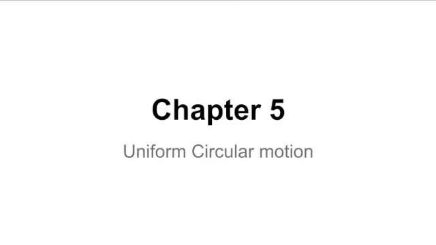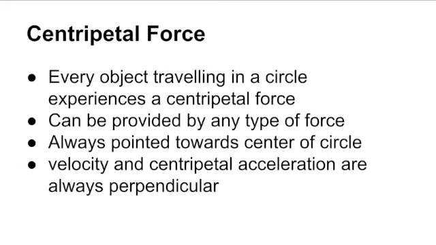Alright, what's up, boys? Chapter 5, Uniform Circular Motion. Let's get into it. For every object traveling in a circle, there is going to be some kind of centripetal force acting on it to keep it going in a circle. The centripetal force can be provided by any type of force, and it is always going to be pointed towards the center of the circle. Velocity and centripetal force are always going to be perpendicular to each other, so they are never going to interfere with the other.